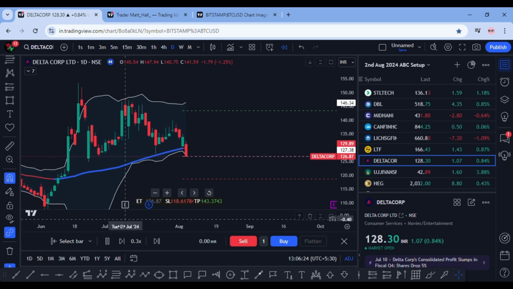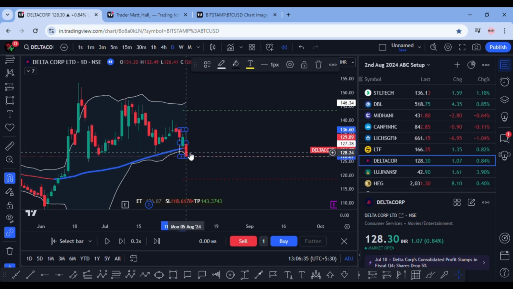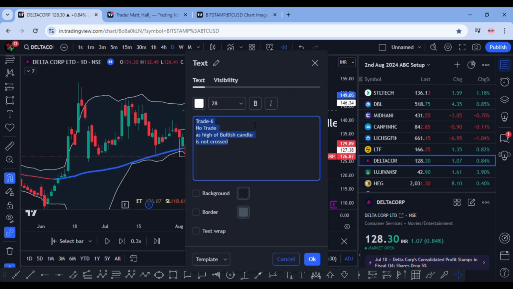Let's check Delta Corp Limited. Unfortunately, this trade also didn't meet the ABC setup conditions, so no trade here as well.